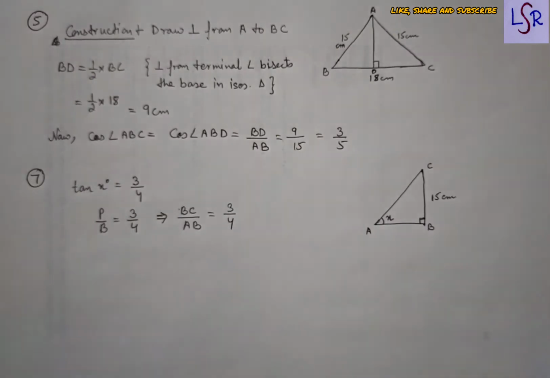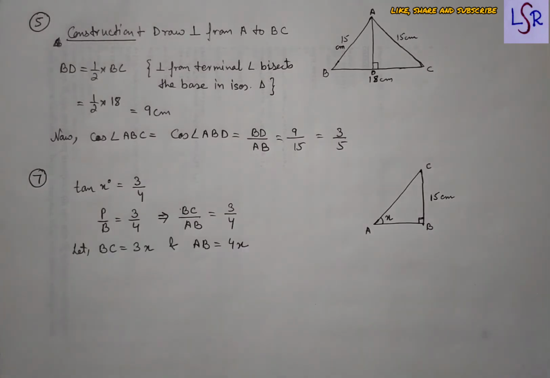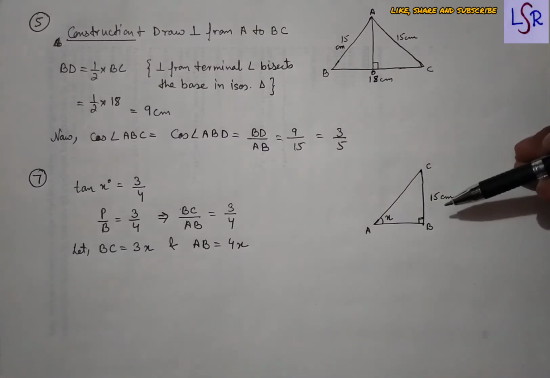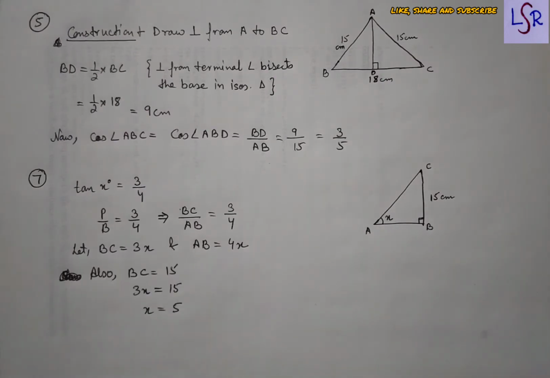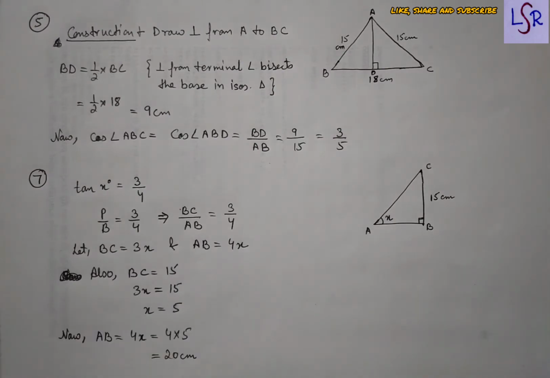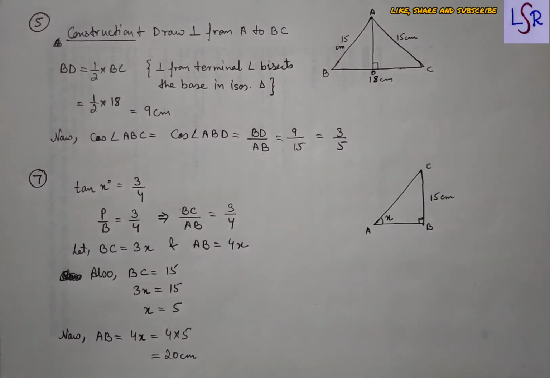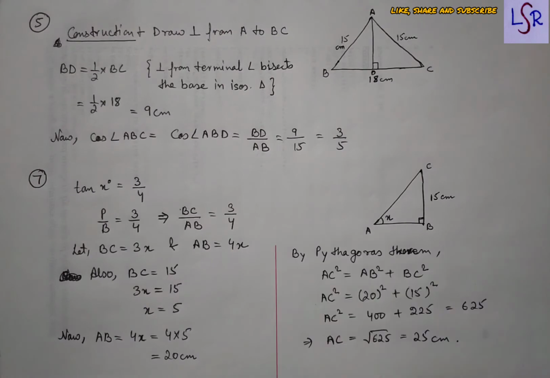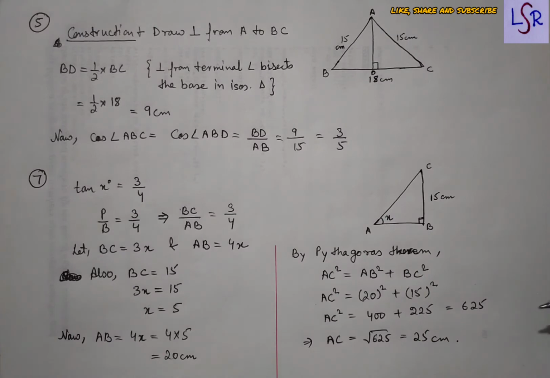Now we have supposed BC equals 3x and AB equals 4x. Now we have been given that BC equals 15, so we can equate this 3x with this 15. And on placing the value, we have got the value of x as 5. Now we can easily find the AB. So here we got AB as 20 centimeter. Now with the help of this AB and BC, we can find this AC, that is by Pythagoras theorem. And applying the Pythagoras theorem, we finally get AC equals root 625, that is equal to 25 centimeter.